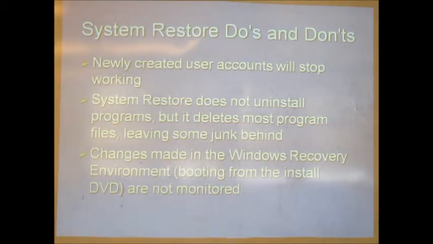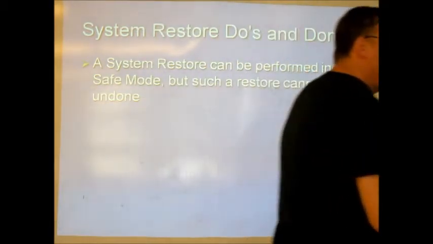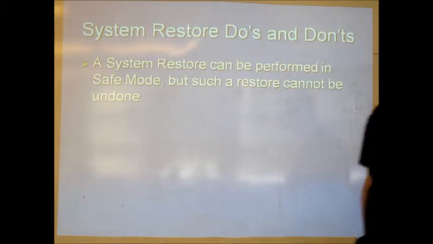Let's see. These are the gotchas of system restore. You can do a system restore in safe mode. If your machine won't start up at all, you can boot to safe mode and perform a restore, but safe mode turns off all non-essential services, like system protection. It's not running. So it's not recording what you do, so it can't create a restore point. So if you do a system restore in safe mode, you cannot undo that system restore. That's kind of a desperation move.